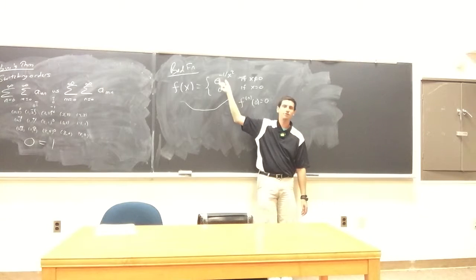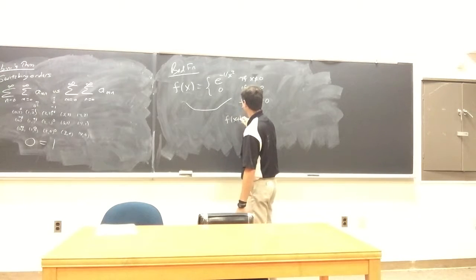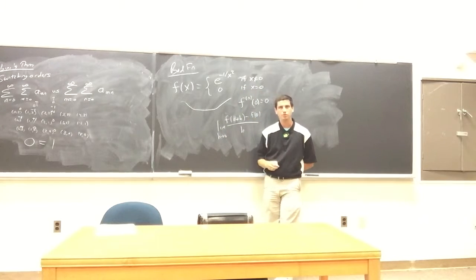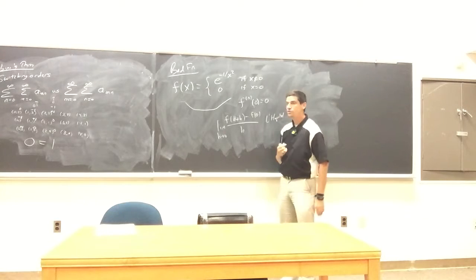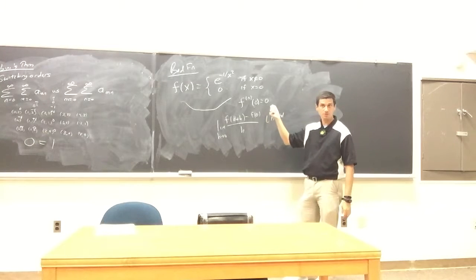Now, I can't just take the derivative of this piece. I have to go back to the definition of the derivative. f of x plus h, well, I'm going to do it at 0, minus f of 0, over h, take the limit as h goes to 0. And you use L'Hopital's rule. When you do this, at the end of the day, after the algebra settles, you'll get that all the derivatives are 0. What this means is if you were to try to write the Taylor series expansion for the function, all the coefficients are 0.